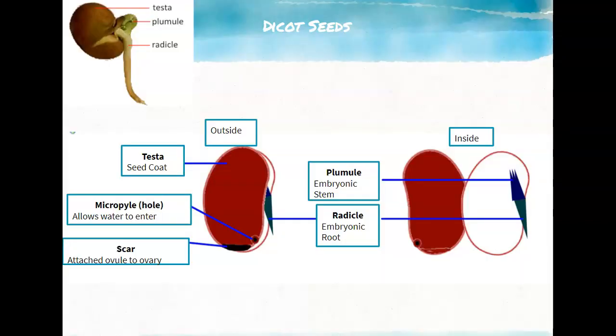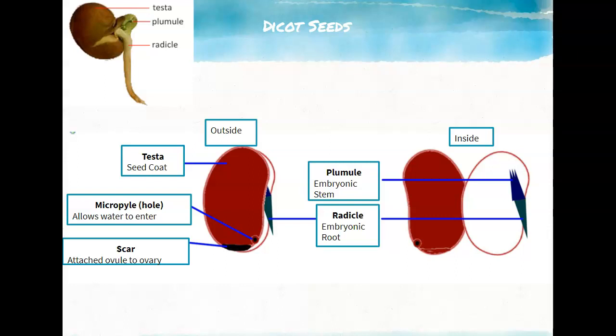Now, again, as I mentioned previously, there are dicots and monocots, but we pretty much exclusively talk about dicots because that's just where most of the plants that you know and can associate with. Most of them are dicots. So for a dicot seed, there are a few major pieces that you need to know. On the outside, you should know the testa, the micropyle, and the scar. And then on the inside, you should know the plumule and the radicle.